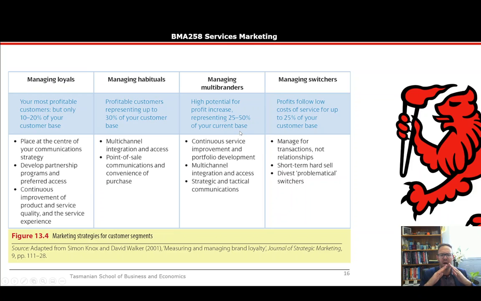We're going to look at the diamond, not the diamond, the pyramid coming up, and that's going to give the indicators a little bit more of the different customer value segmentation, because these numbers do change obviously for different markets. And then we've got managing switches. Profits follow low costs of service for up to 25% of your customer base, and you need to work with these people, of course, because they're still valuable customers, but don't waste all your time with them. It's too easy to spend all your time with these people when really we should be working with these ones.